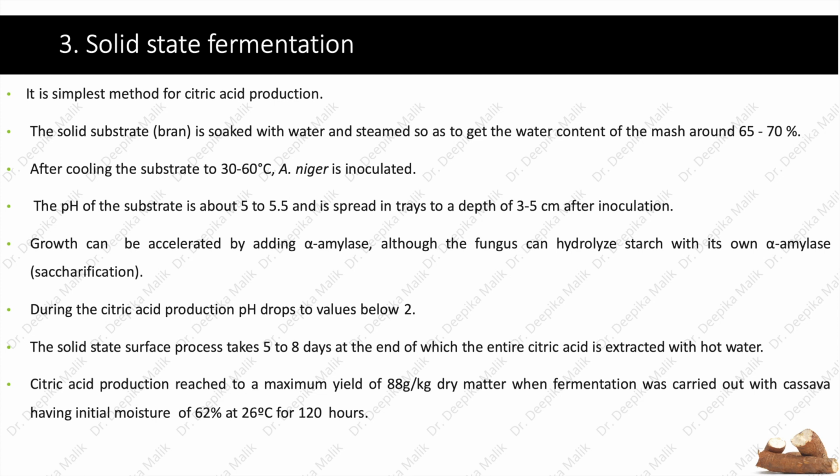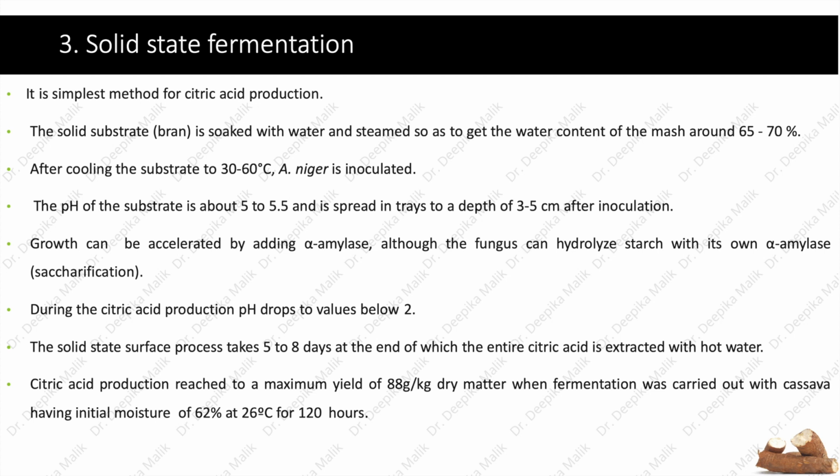The pH of the substrate is about 5 to 5.5 and is spread in trays to a depth of 3 to 5 cm after inoculation. Growth can be accelerated by adding alpha amylase, although the fungus can hydrolyze starch with its own alpha amylase. This conversion of starch into fermentable sugar is also termed as saccharification. During the citric acid production, pH drops down to a value below 2.